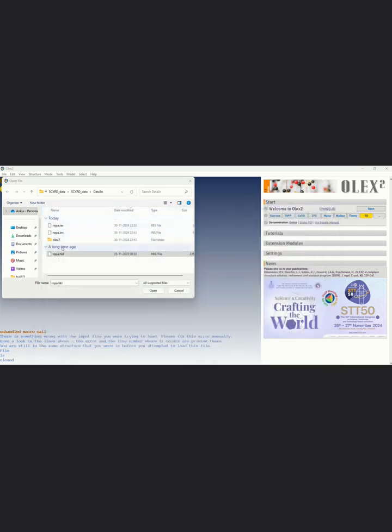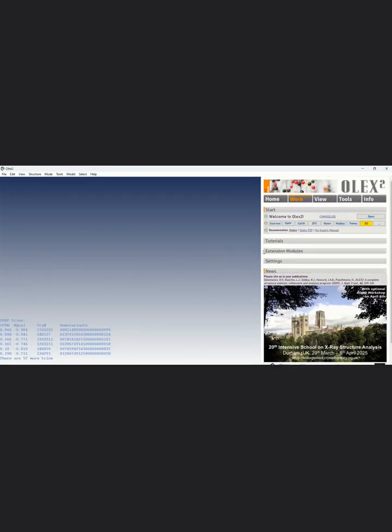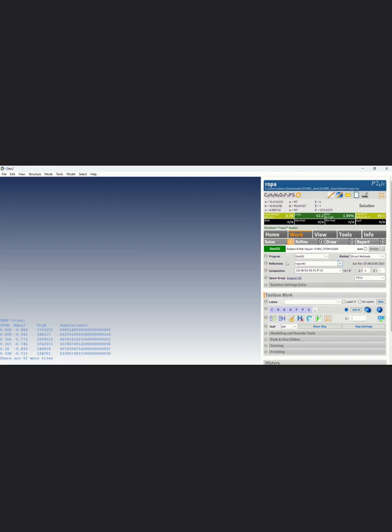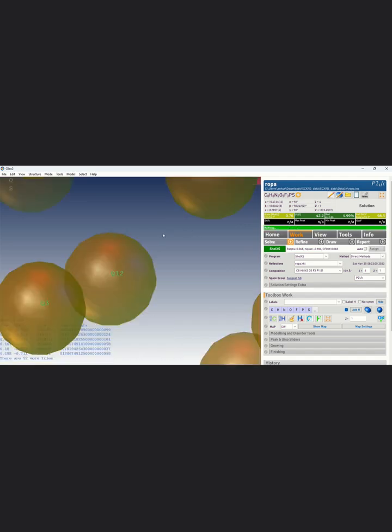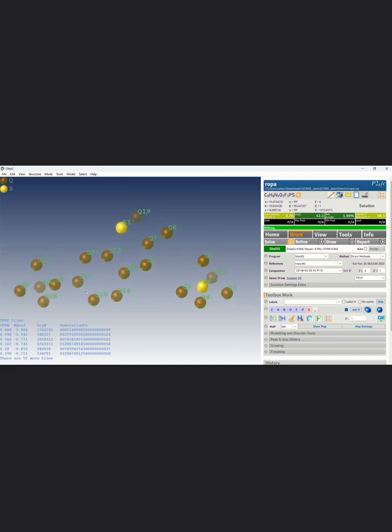So first I will open this ropa.ins, which will also be helpful. I will click on the work, so yes, it is using a SHELX program to calculate the structure. So click on the solve button. Now you can see that this is some hexagon, some type of hexane structure.